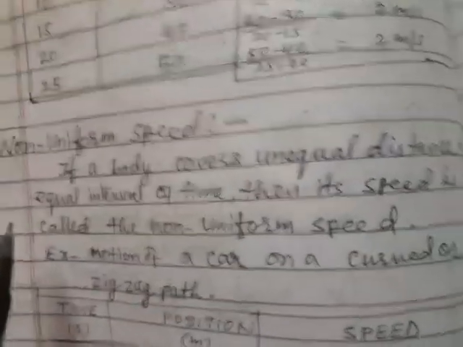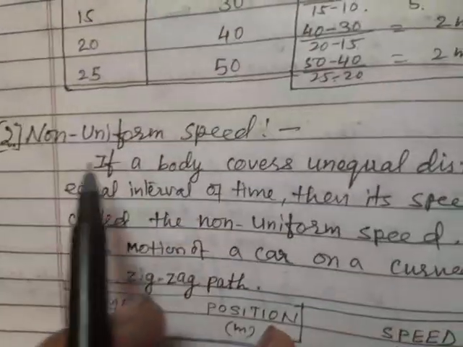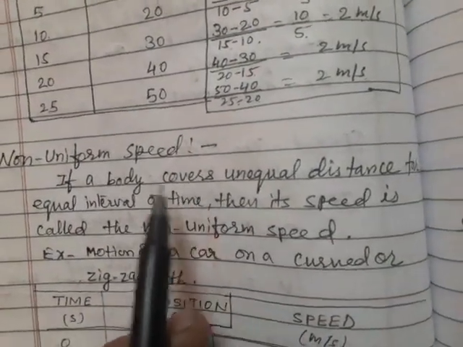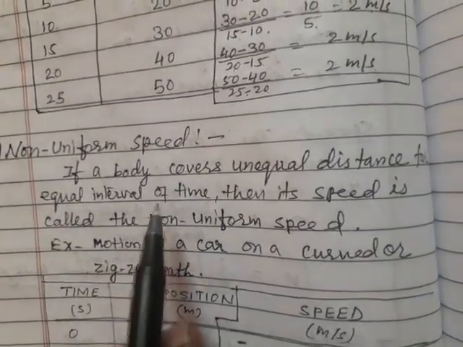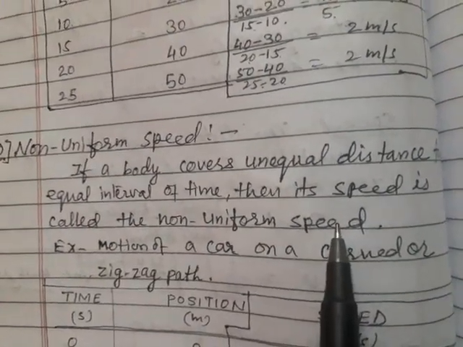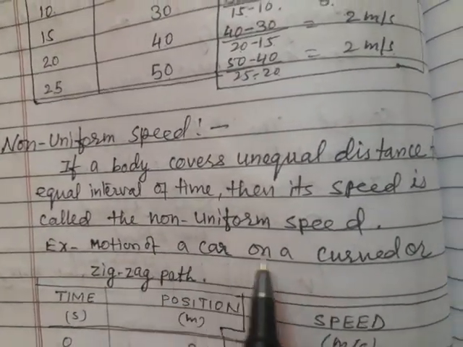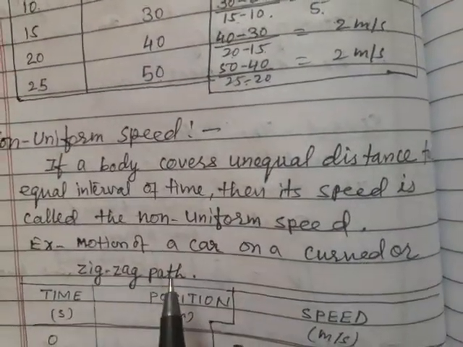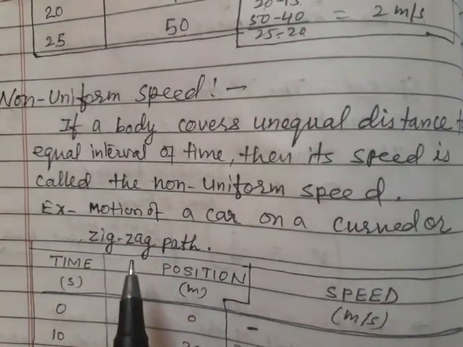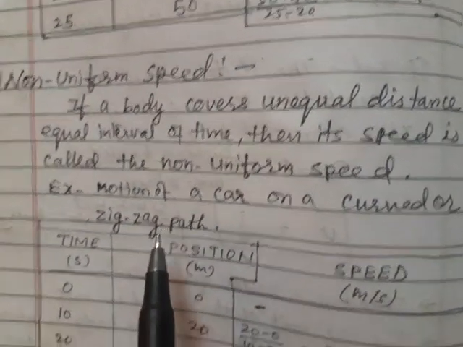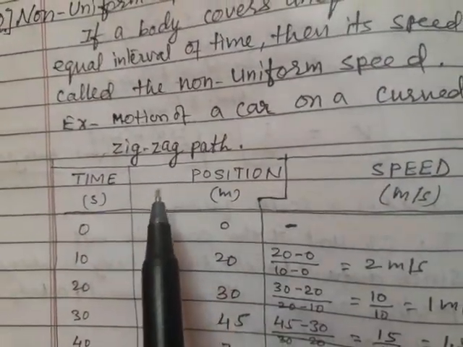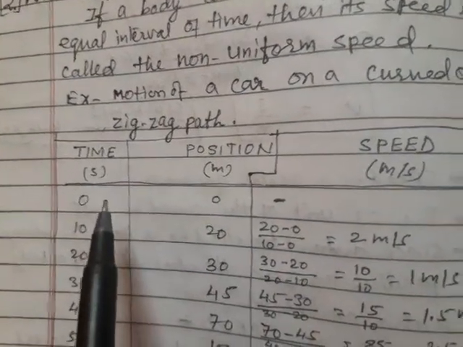Next we take the example of non-uniform motion. If a body covers unequal distance for equal intervals of time, then its speed is called the non-uniform speed. For example, the motion of a car on a curved road or zigzag path gives the non-uniform speed.